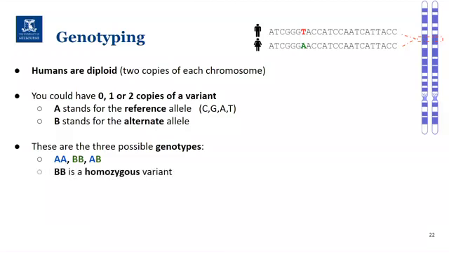BB is the homozygous variant. So we have 2 copies of the variant. AB is a heterozygous variant. We only have 1 copy of it. And AA is a homozygous reference with no variants. So we have 3 different genotypes for a diploid organism.